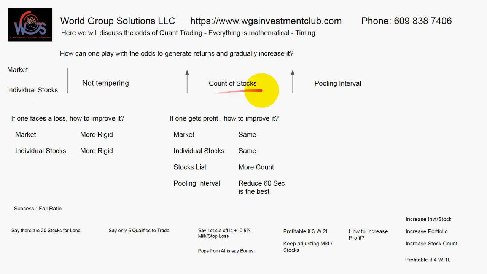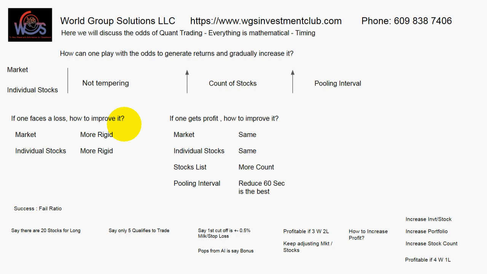But you need a large number of stocks to look for opportunities, or you also reduce your polling interval from say 15 minutes to 1 minute. So if one faces a loss, how do you improve it? Of course, as I said, when you're looking into the market, you make your market more rigid. Say for example, I will get into trades when the S&P is at 1%, and you landed up with a loss, and I'll come to that in a minute. So instead of having it at 1%, you increase the market condition to be over 2%.